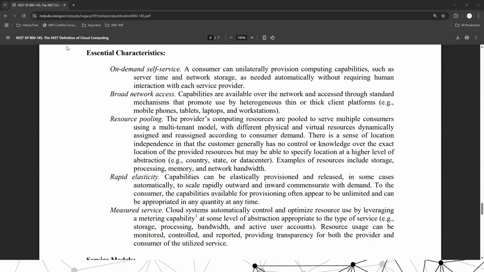Now, when you say the word resource pooling, what do you mean by that? This is the most important thing. You are able to provision things in cloud computing, any amount of capacity you want. How is it possible? Because the entire cloud has a pool of resources. They have a massive pool of CPU, memory, storage, and network. The cloud has a compute pool, a storage pool, and a network pool. From this pool, the cloud provider is able to provide resources to you.